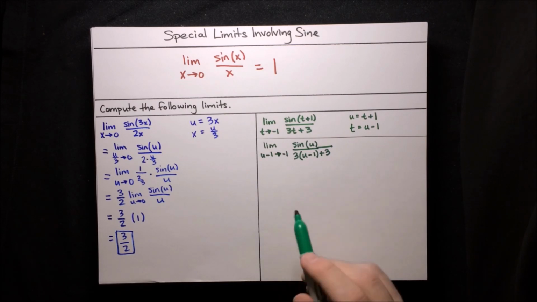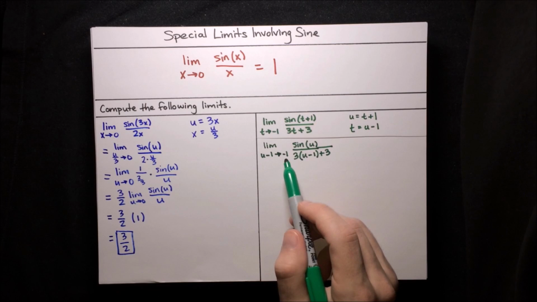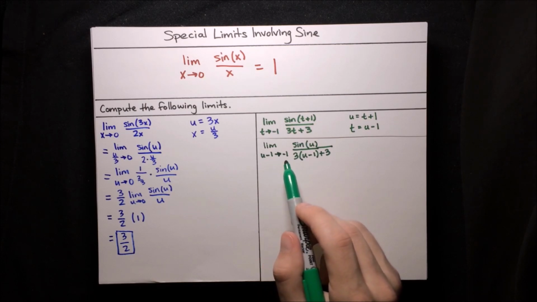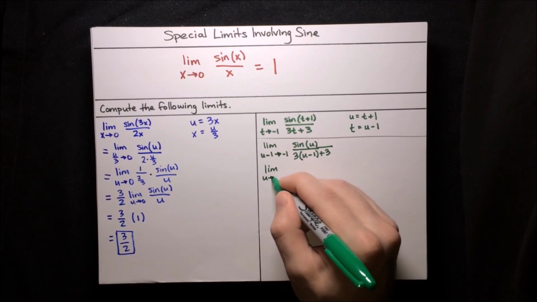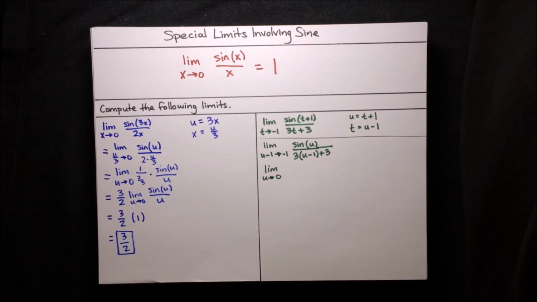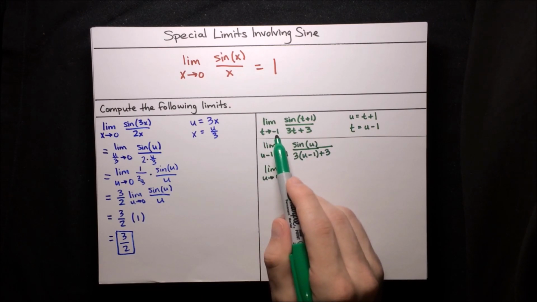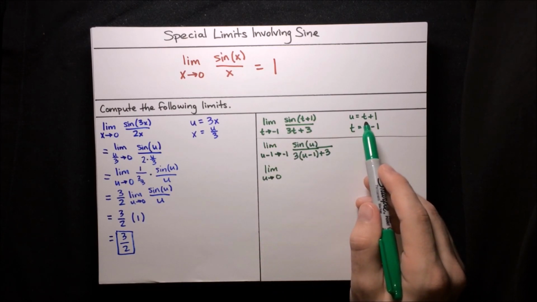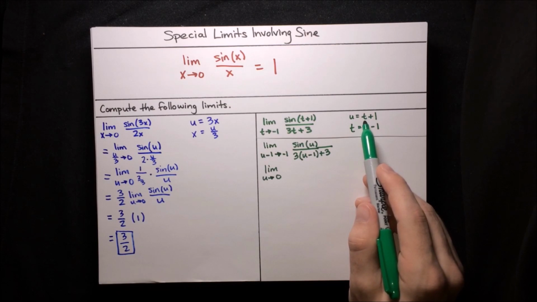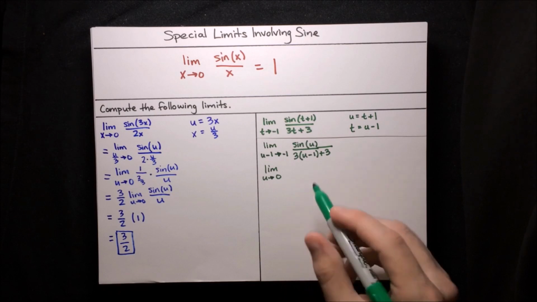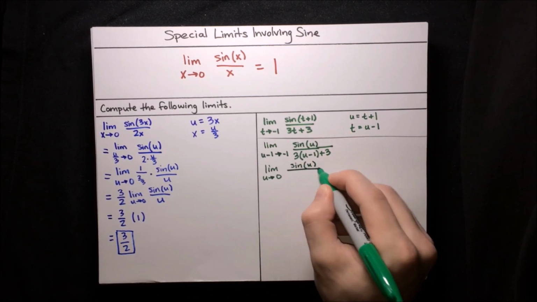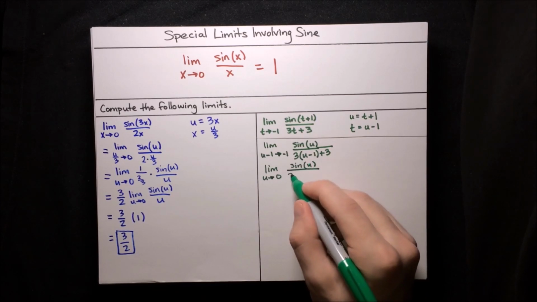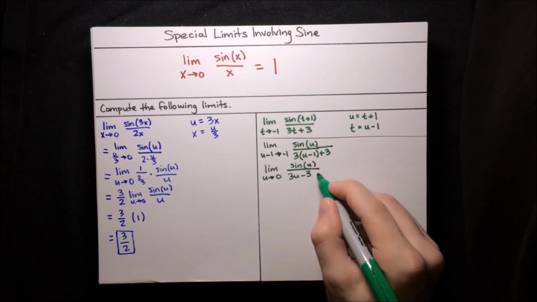So first of all, the limit as u minus 1 approaches -1. In order for u minus 1 to equal -1, u has to equal 0, so this is the limit as u approaches 0. Another way to see that is that as t approaches -1, if we sub into this expression here for u equals t plus 1, if we sub in -1 for t, we get u equals 0. So either way you look at it, u is approaching 0, and then we've got sine of u over, let's distribute this product, 3u minus 3 plus 3.